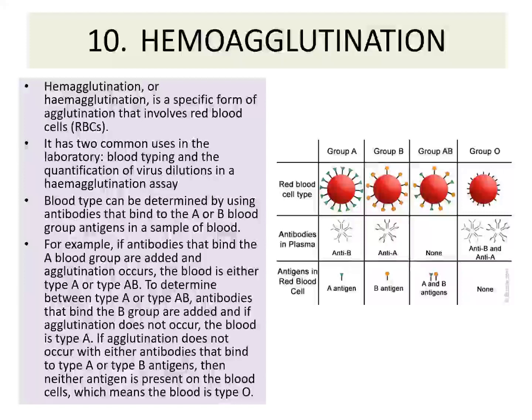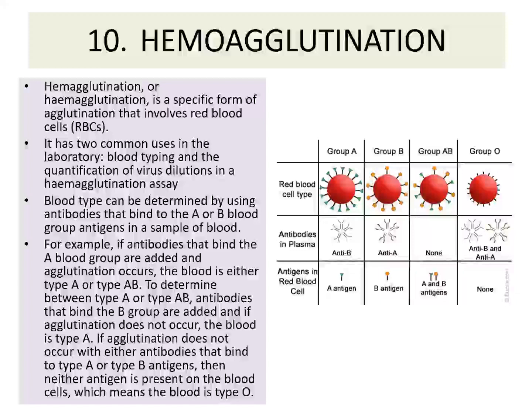Next term is hemagglutination. Hemagglutination is a specific form of agglutination which involves the RBCs. It has two common uses in the laboratory: blood typing and quantification of virus dilution in the hemagglutination assay.